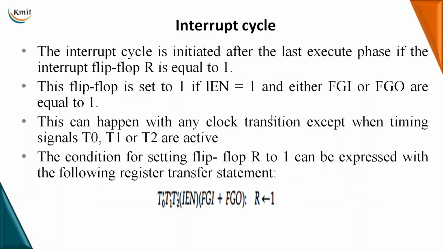So let's see this in the form of micro operations. The interrupt cycle is initiated after the last execute phase if the interrupt flip-flop is equal to 1. This flip-flop will be set to 1 if interrupt enable is 1 and either the FGI or FGO flag is equal to 1. And this can happen with any clock cycle except at T0, T1 and T2.